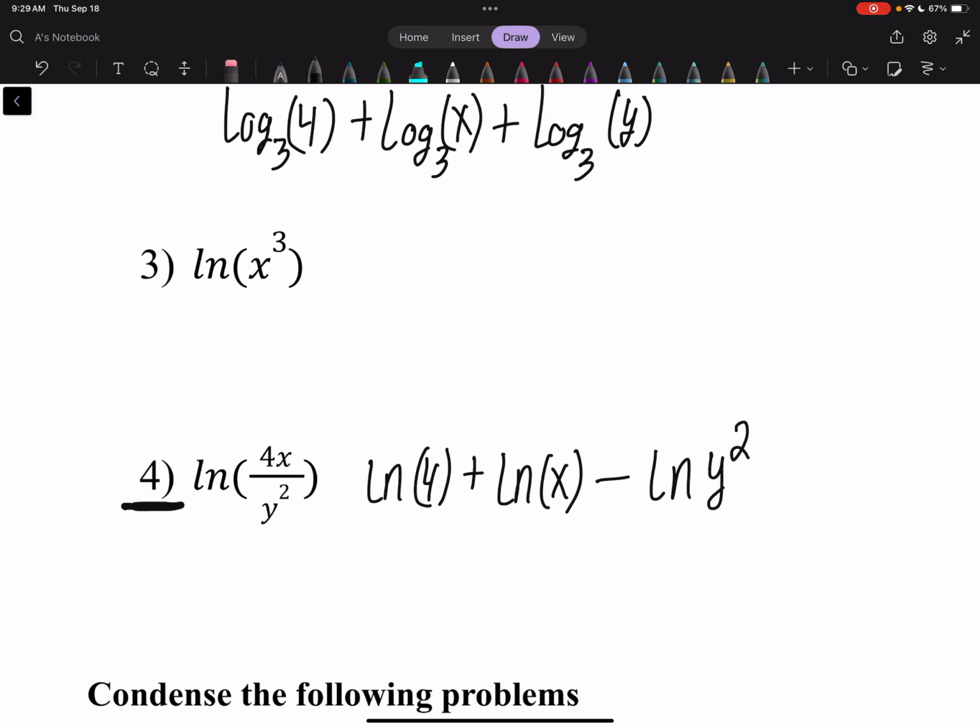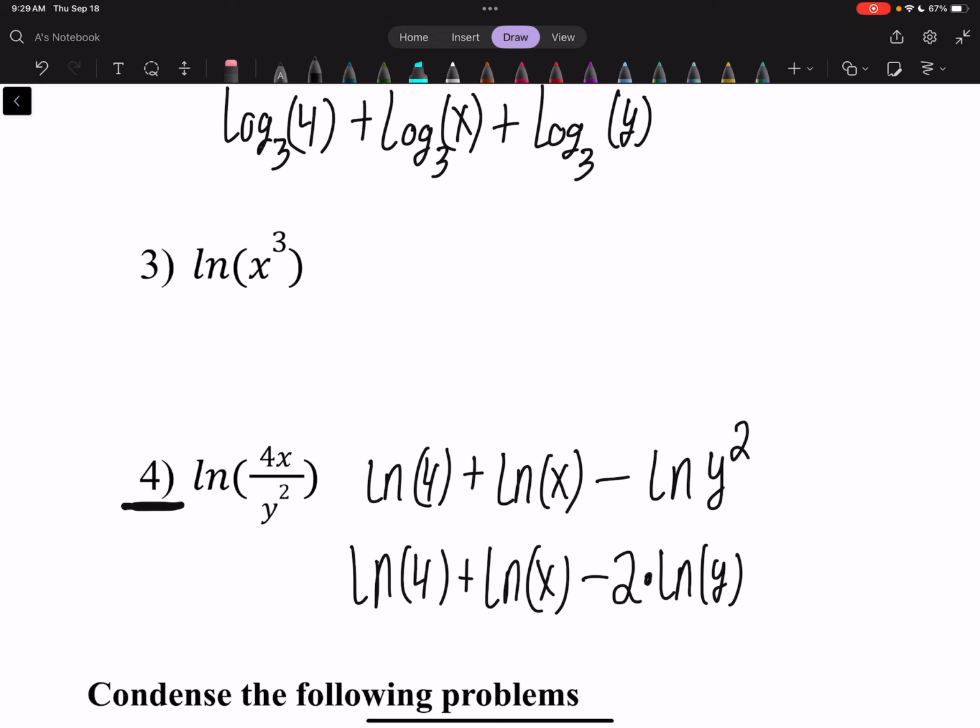Now this is not finished because I have a log raised to a power. So I'm going to rewrite the first part: ln 4 plus ln x minus, all right, the 2 is going to come out front, 2 times the natural log of y. Finished.